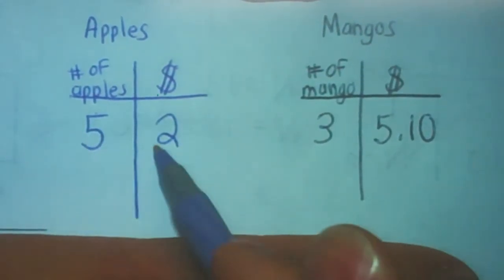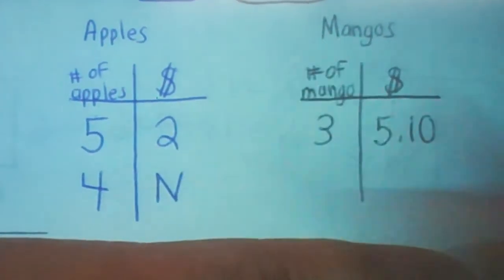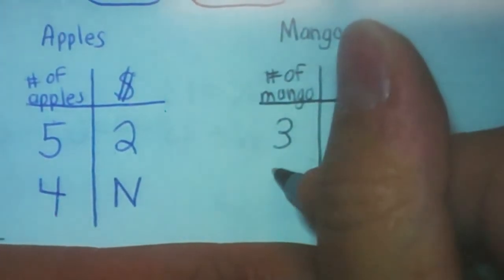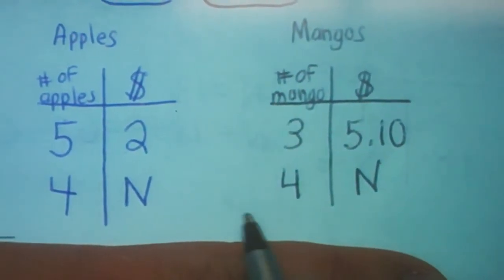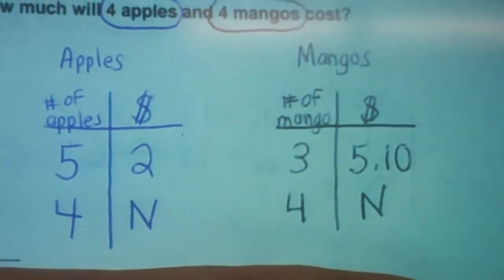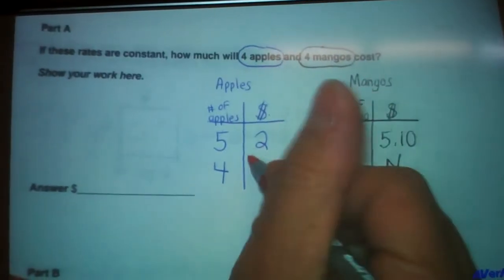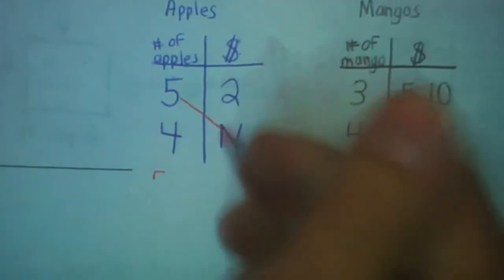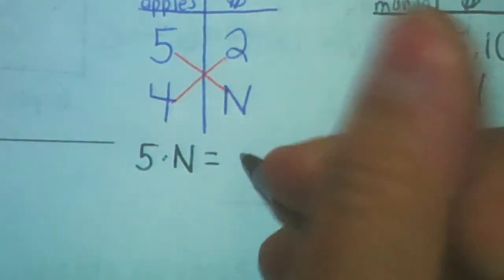So 5 apples cost $2. How much will 4 apples cost? 3 mangoes cost $5.10. How much will 4 mangoes cost? Okay, so this is the way I'm going to do this problem now. And we're going to solve it by, you guessed it, using cross multiplication. So, this one here is 5 times n equals 4 times 2. So I'm going to put 5 times n. 4 times 2 is what?